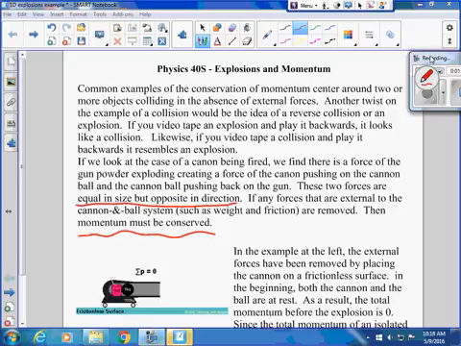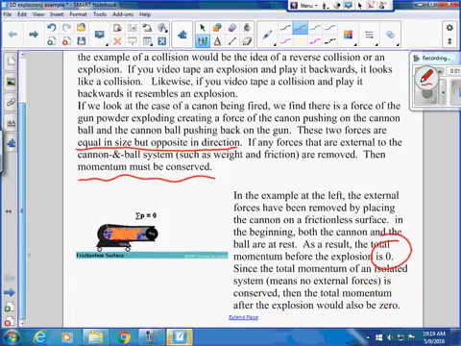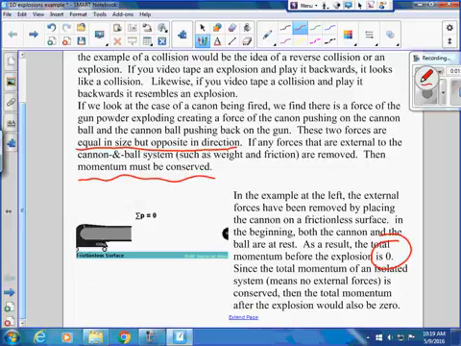Momentum must be conserved. In the example at the left, the external forces have been removed by placing the cannon on a frictionless surface. In the beginning, both the cannon and the ball are at rest. As a result, the total momentum before the explosion is 0. You can see, obviously, you don't have the little animation on your paper, but if you watch mine up here, you see that the initial momentum is 0.